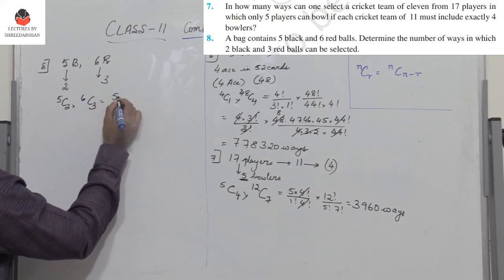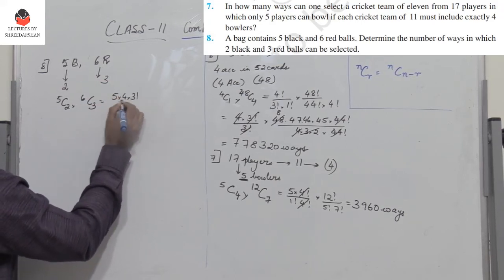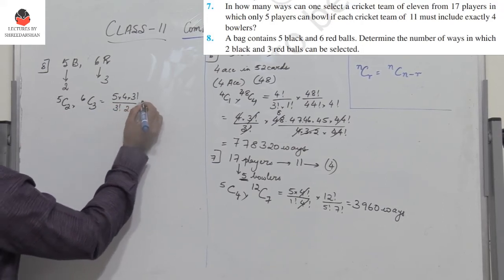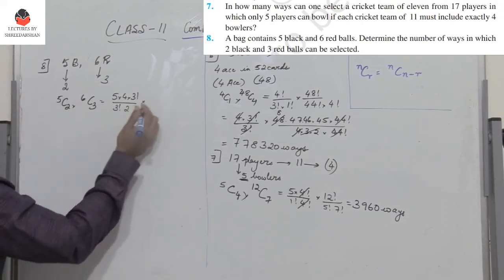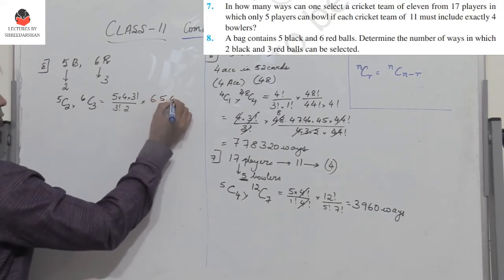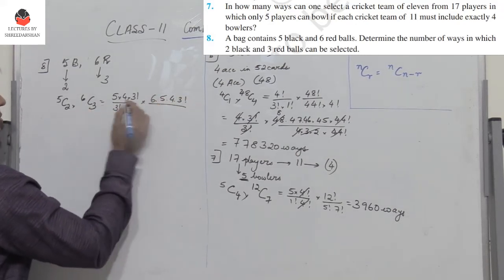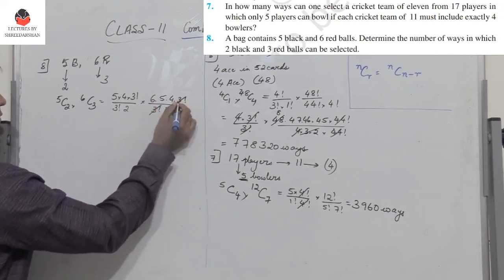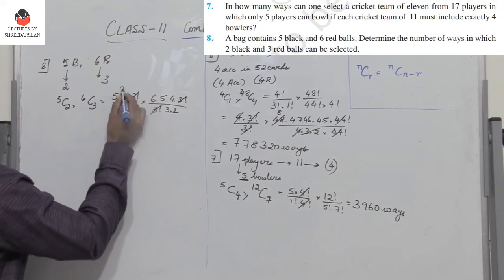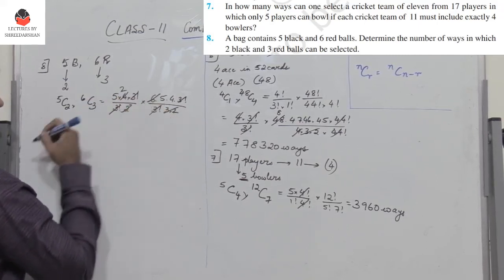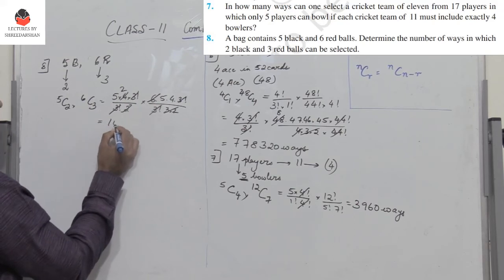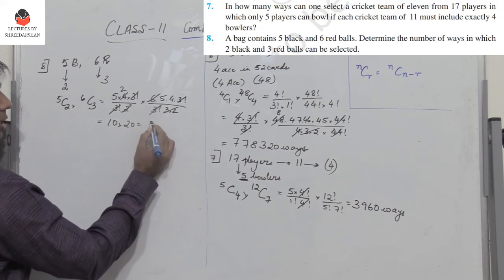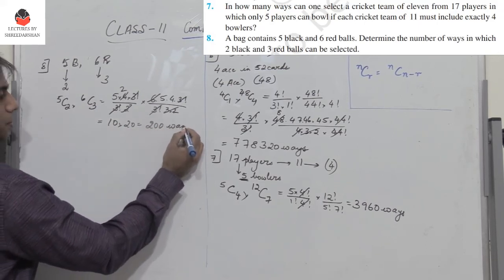So it's going to be 5 into 4 into 3 factorial, so 5 minus 2 is 3 factorial into 2 factorial, which is 2 itself. Into, so 6 factorial, I'll write it as 6 into 5 into 4 into 3 factorial divided by 6 minus 3 is 3 factorial into 3 into 2. So 3 factorial gets cancelled. So 2 2s are 4, 3 into 2 is 6, so 6 gets cancelled. So 5 into 2 is 10, 5 into 4 is 20. So you have 10 into 20, which is 200 ways.